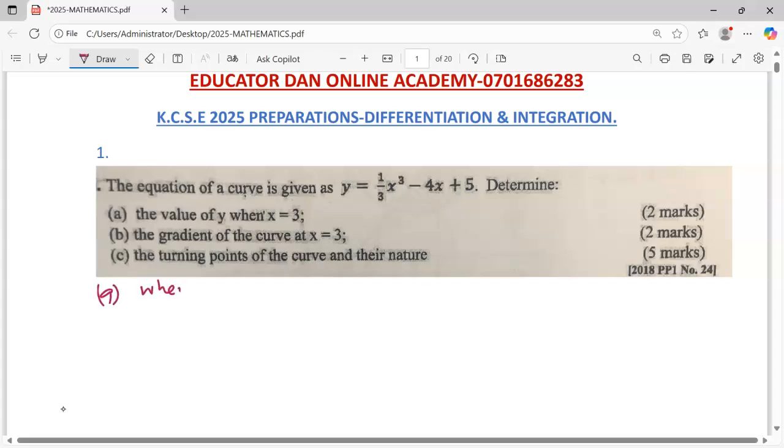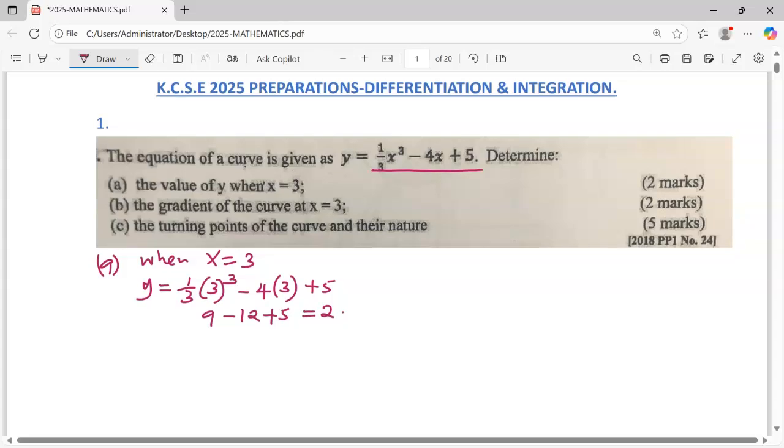So when x is 3, the value of y would be equal to, we are going to substitute the value of x in the equation. That is, we are going to have a third x cubed. Remember, the value of x is 3, but cubed, minus 4 into the value of x, which is 3, plus 5. This gives us 3 cubed is 27 times a third will give us 9, minus 4 times 3 is 12, plus 5. 9 plus 5 is 14, 14 minus 12, you get the value of y as 2. That has already been done.